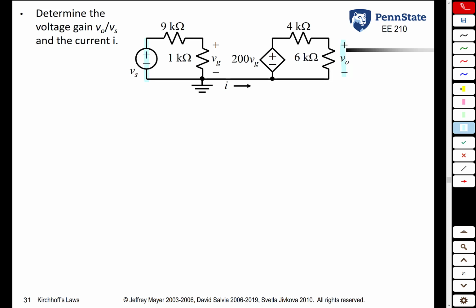The second thing we're asked in this problem is to find this current I. Let's look at the voltage gain first. What we're going to do is use the concept of voltage division to skip a couple steps.